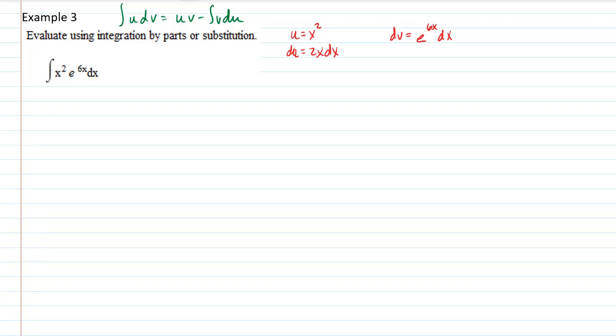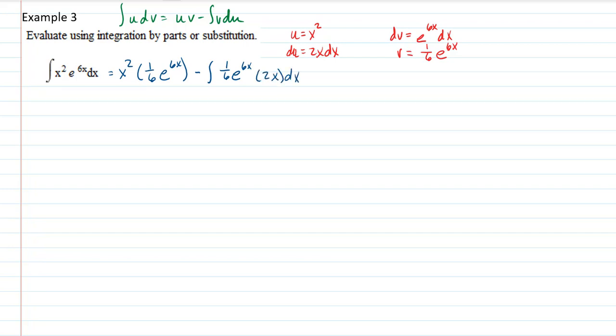Back to our problem. So u is x squared, du is 2x dx, dv is e to the 6x dx. So what will v be equal to? 1/6 e to the 6x. So now applying this formula, we have the integral of u dv. That's going to be equal to u, which is x squared, v, 1/6 e to the 6x, minus the integral of v du. And du, we said, is 2x dx.